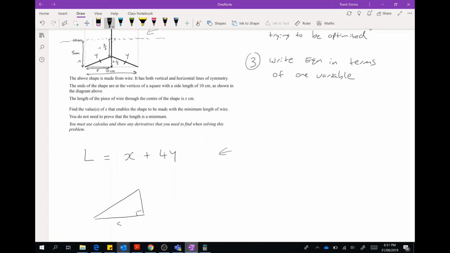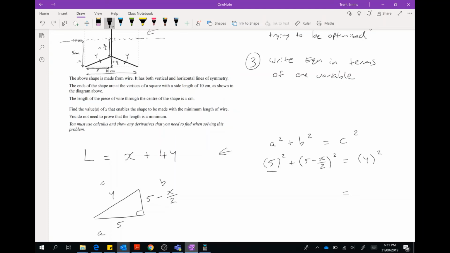I've got 5 as the base, y is the hypotenuse, and 5 minus x over 2 is that side. To get the connecting equation, I'm going to use Pythagoras, calling this side A, B, and the hypotenuse C. Pythagoras is a squared plus b squared equals c squared. So I've got 5 squared plus (5 minus x over 2) squared equals y squared.